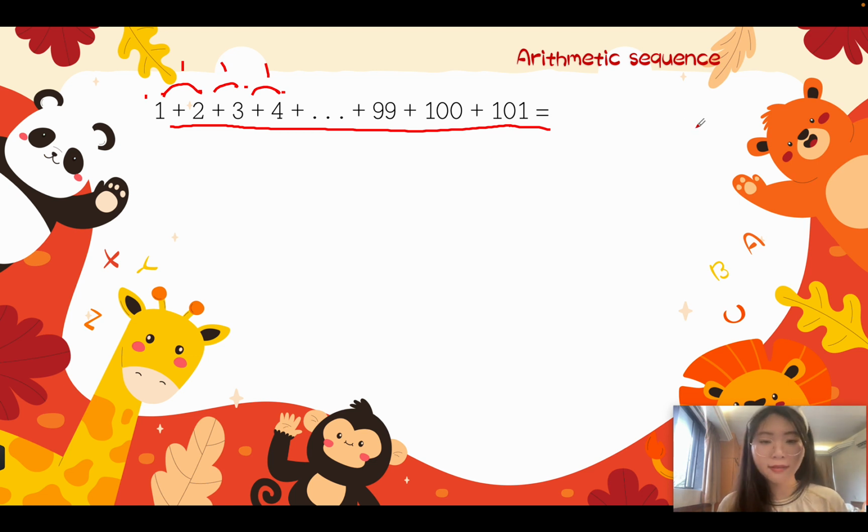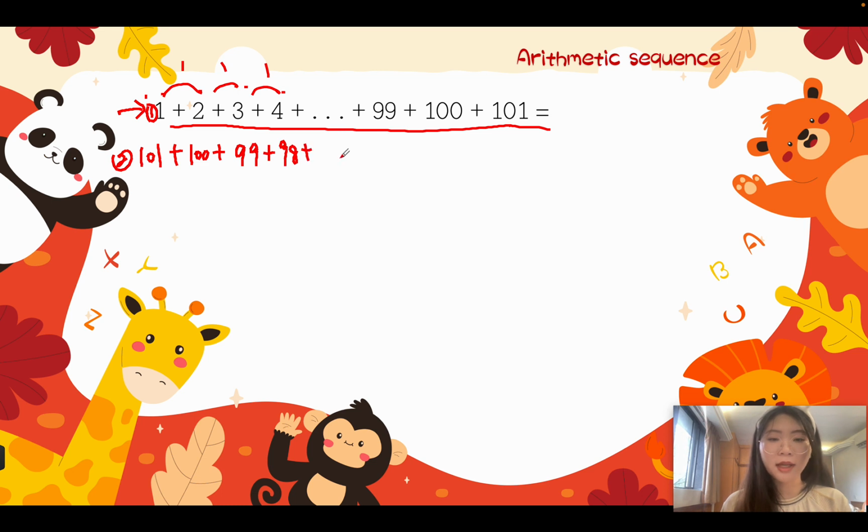And then I want to teach you a new method. This is a sequence, right? And now you can write down another sequence, but it should be the same as this sequence. The first sequence, we start from 1 to 101. And the next sequence, I want you to write down from large to small. Like 101 plus 100 plus 99 plus 98 plus until plus 3 plus 2 plus 1.